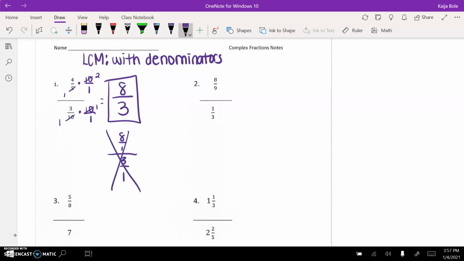Number 2, here I have 8/9 and 1/3, so my least common multiple would be 9, so I'm going to multiply by 9 over 1 times 9 over 1, cross divide, this becomes a 1 and a 1, so on the top I'd get 8 over. This cross divides, 1 and a 3. And again, I get 8 over 3.